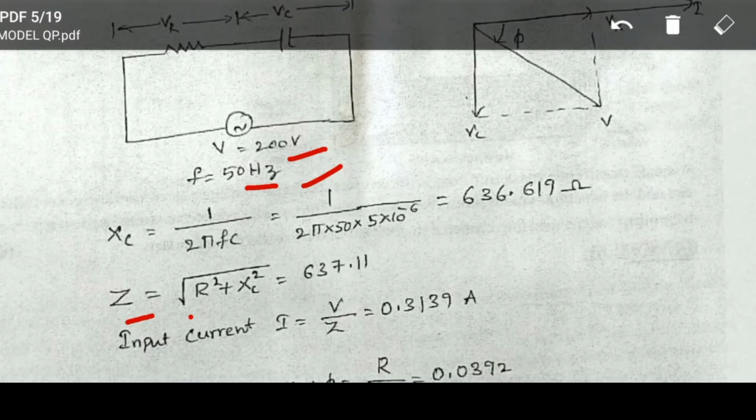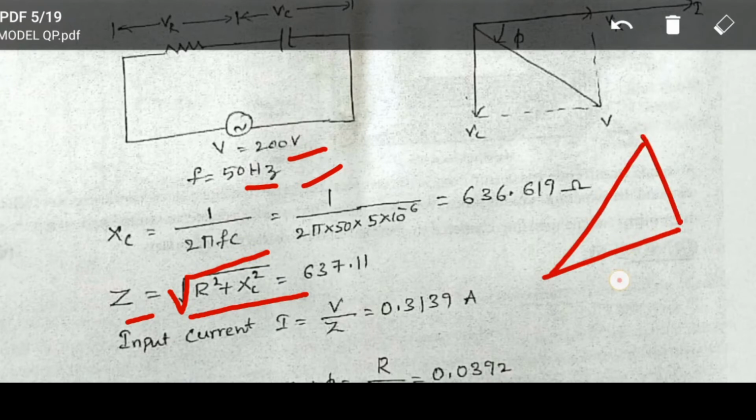Z equals the square root of R square plus XC square. That is from the impedance triangle. If you remember this triangle, R, X, Z, by using the Pythagoras law, Z square equals R square plus X square, or Z equals the square root of R square plus X square, where X is the reactance. That is 631.7 ohm.